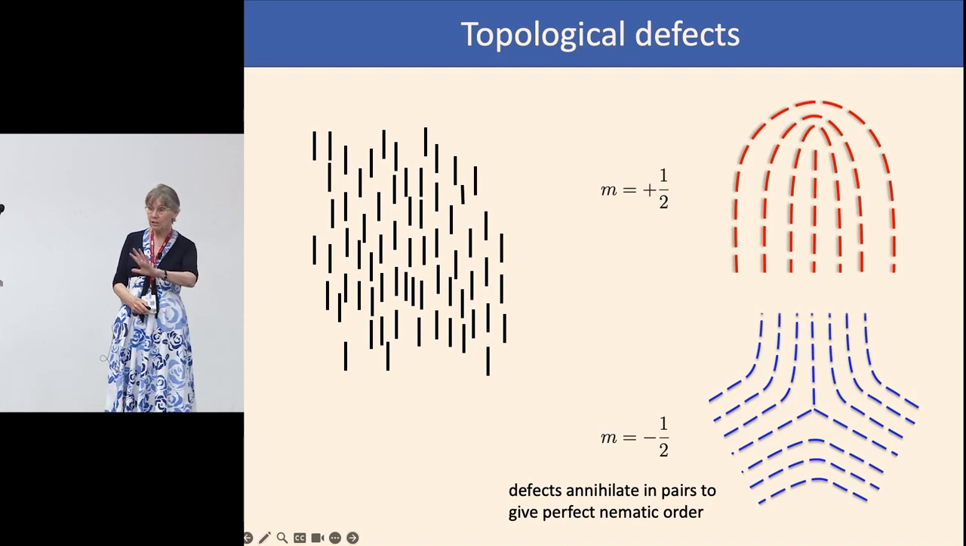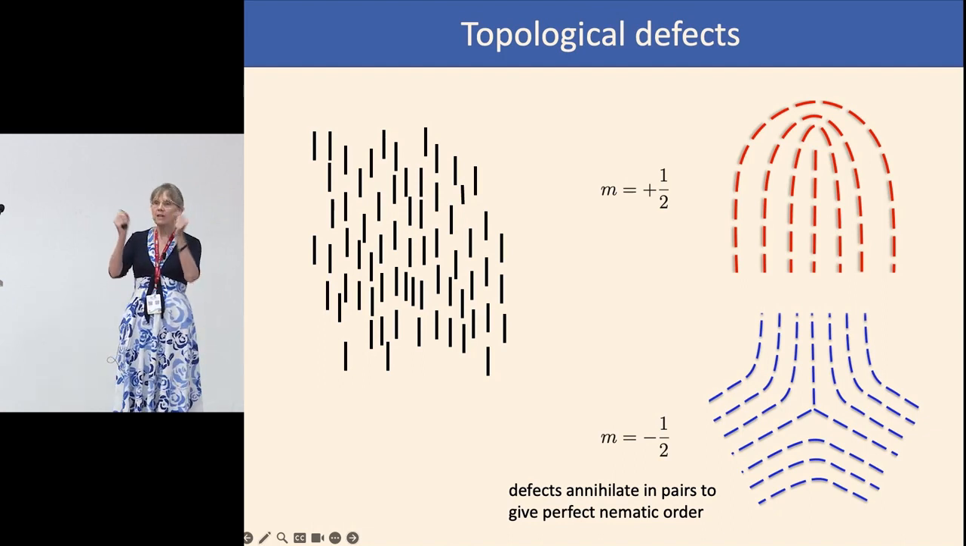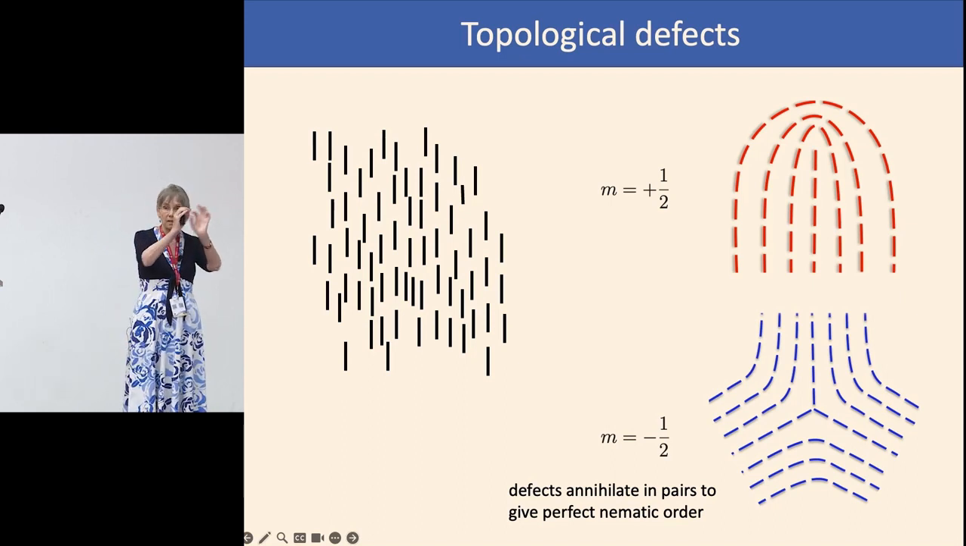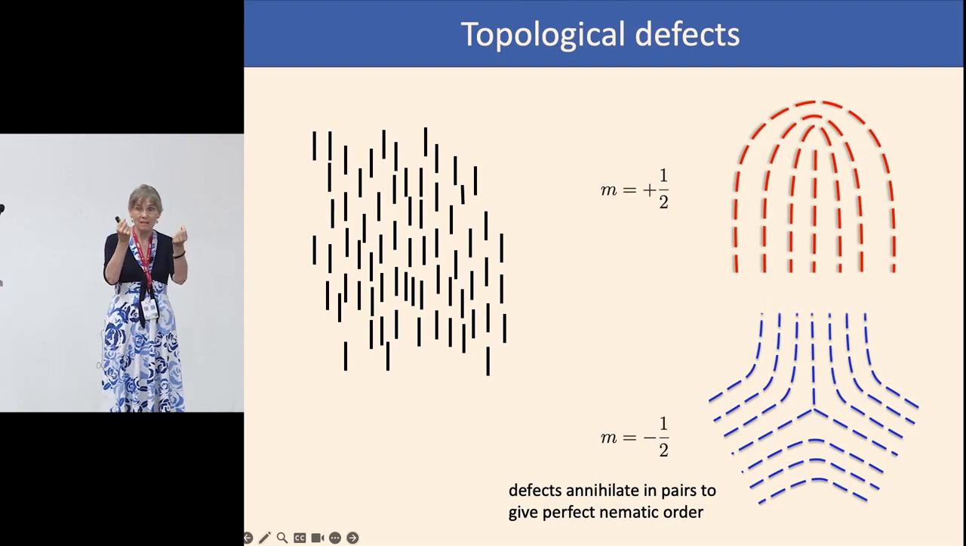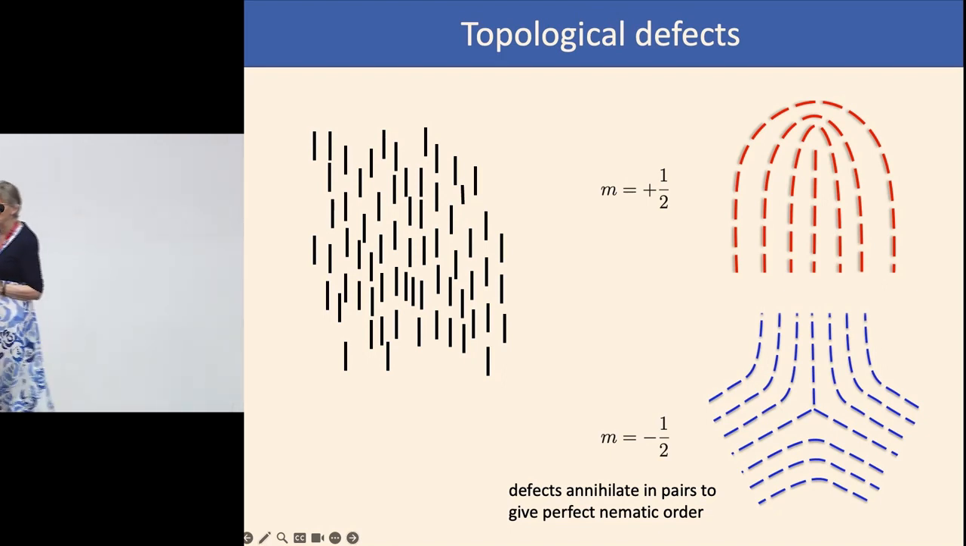And in 2 dimensions, the most important topological defects are this one, which is +1/2, and this one is -1/2. And in a passive liquid crystal, these defects will annihilate in pairs to give you back your perfect ordering. And in fact, they can't exist unless they're in pairs, because else they would have an infinite energy in an infinite system.